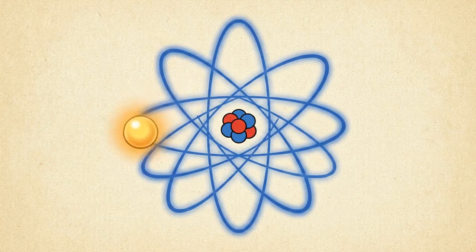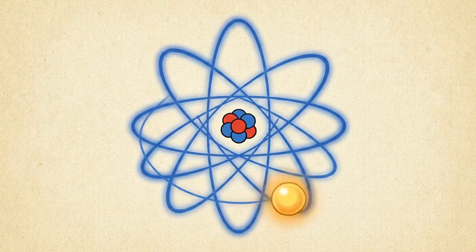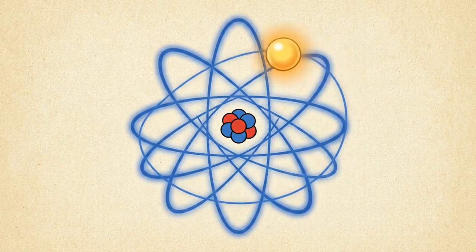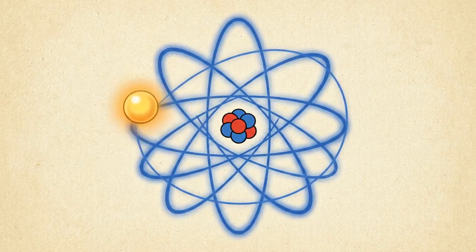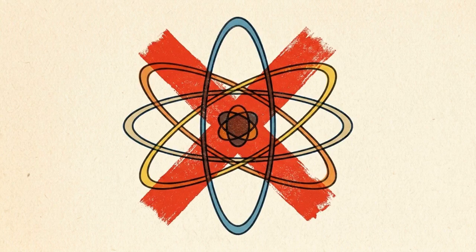Now that you can navigate the internal address of an electron, you have the tools to understand how it actually moves. Next time, we'll see why the famous image of an electron orbiting a nucleus like a planet is completely wrong.